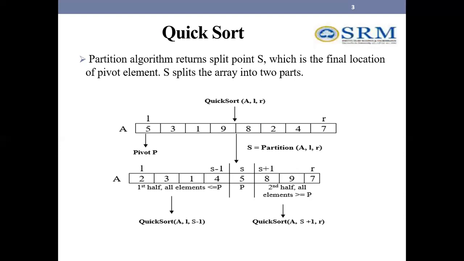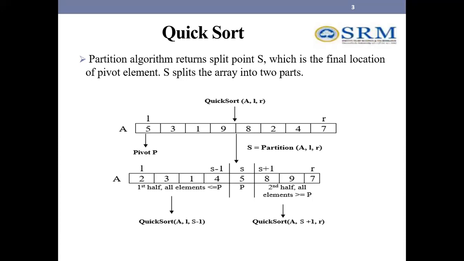And also see the right part, again it's a recursive call. Index is S plus 1 to R. So again it's a recursive call. This process is repeated till we have a single element or all the elements are sorted. This is the basic concept of QuickSort.